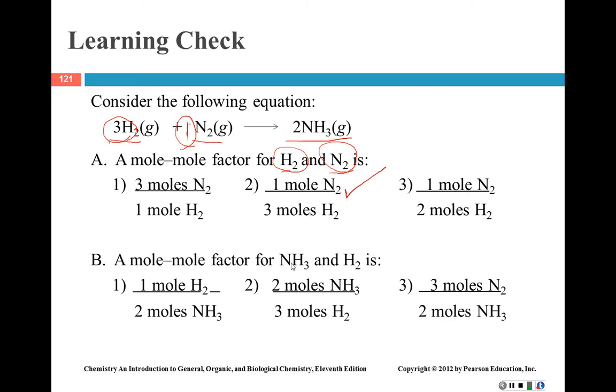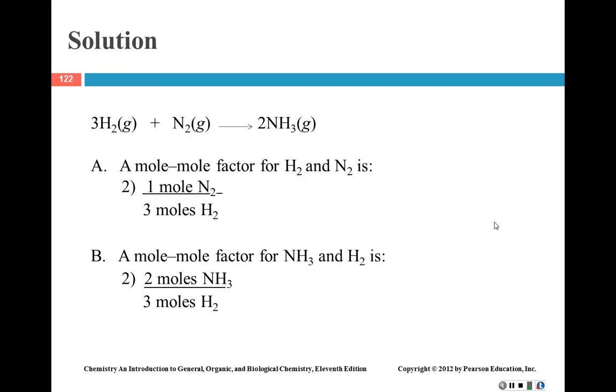The mole-mole factor for ammonia and H2: there are 2 ammonias and 3 H2s, so we have to have 2 ammonias and 3 H2s, so it would be this one. Okay, see how that works? It can be either way. It doesn't matter which one's on top or bottom, because remember, we now said that these are equivalent, or these are necessary, and so this ratio, this factor, comes in and allows us to make some calculations.